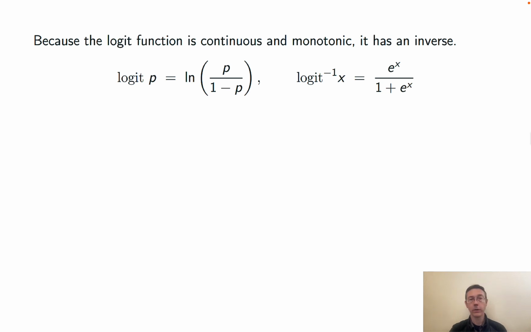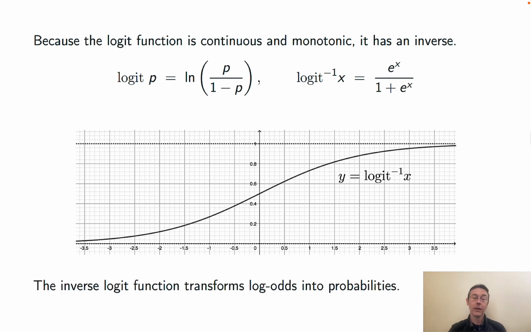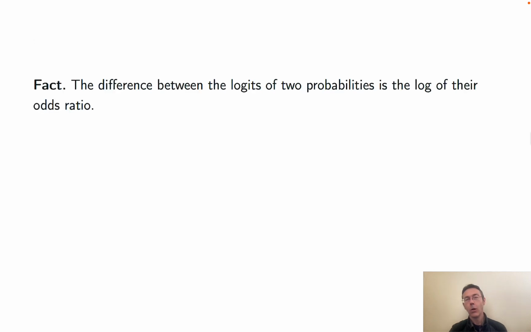And on the right here, I've written the formula for the inverse, which comes up all the time, again, in logistic regression and elsewhere. The inverse logit of x is given by e to the x over 1 plus e to the x. Here's a plot of that. It's not a coincidence that it looks like a cumulative distribution function for a probability function. The inverse logit function transforms log odds into probabilities in the same way that the logit function transforms probabilities into log odds.